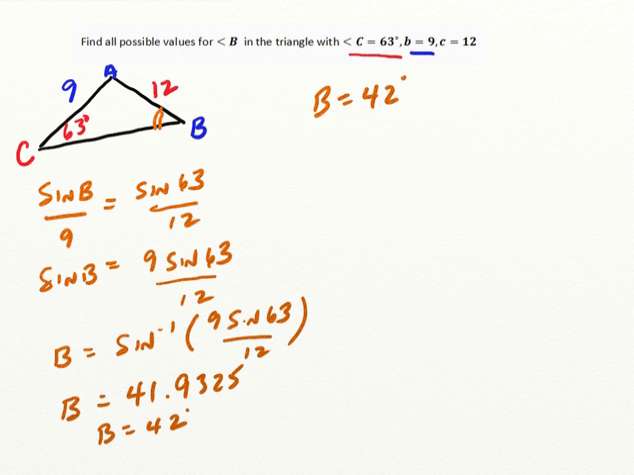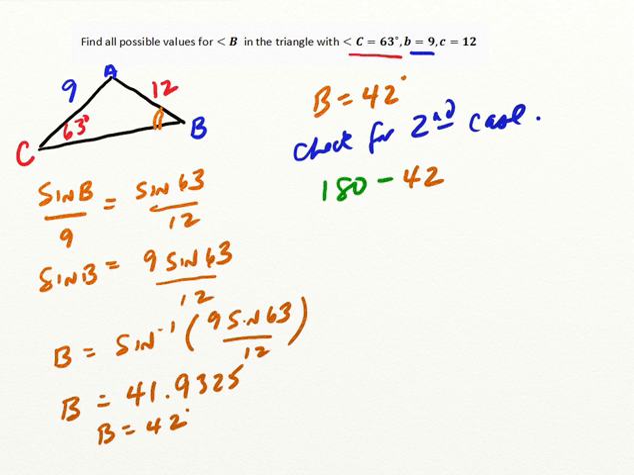Now we need to check for a second. Okay, so check for a second case, the ambiguous case. So remember our technique. We're going to take 180 degrees. We are going to subtract 42 from that, and we're going to get an answer. Okay, so when I do that, I get, again, 138 degrees.